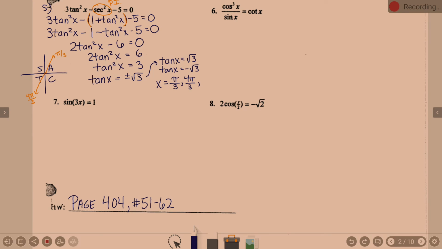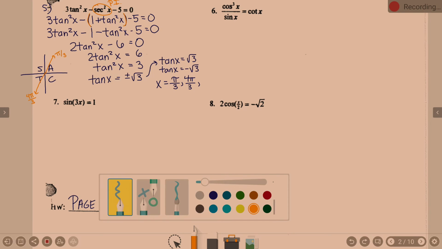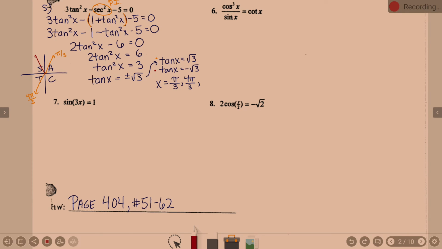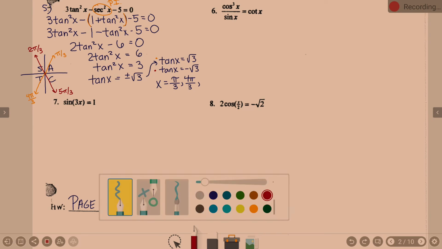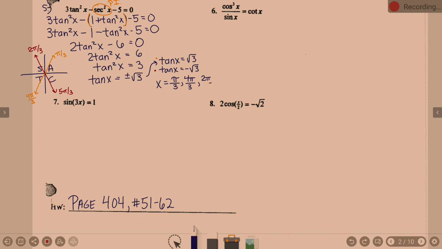What do we also have to do? This is when tangent is positive. We also have to talk about when tangent is negative. When is tangent negative? 2 pi over 3 and 5 pi over 3. How many answers did I just end up with? 4. Now, think about it, guys. It was plus or minus square root of 3. If plus square root of 3 has 2, and minus square root of 3 has 2, you're looking at 1 per quadrant here, aren't you? Because tangent has 2 positive quadrants, 2 negative quadrants.